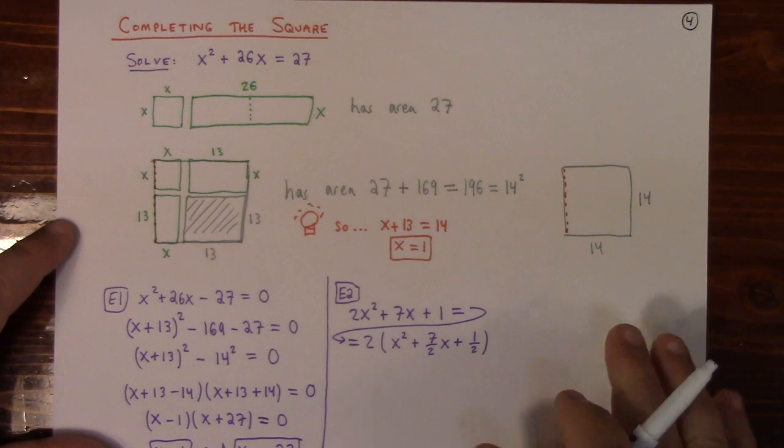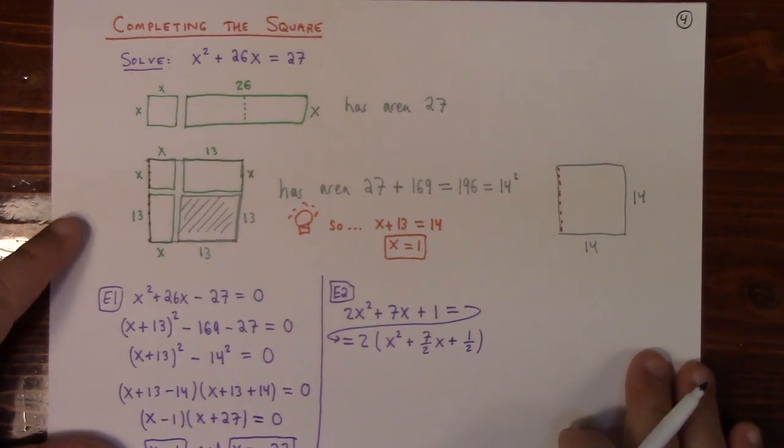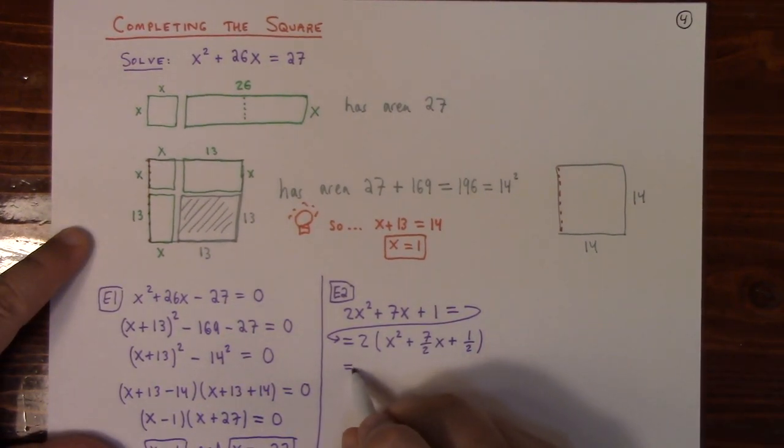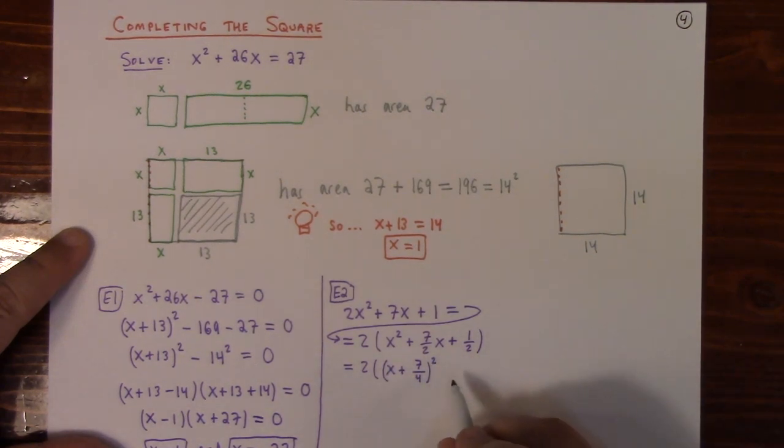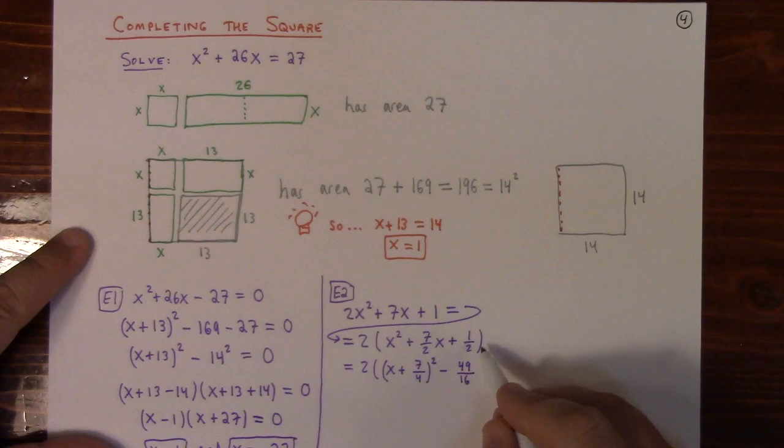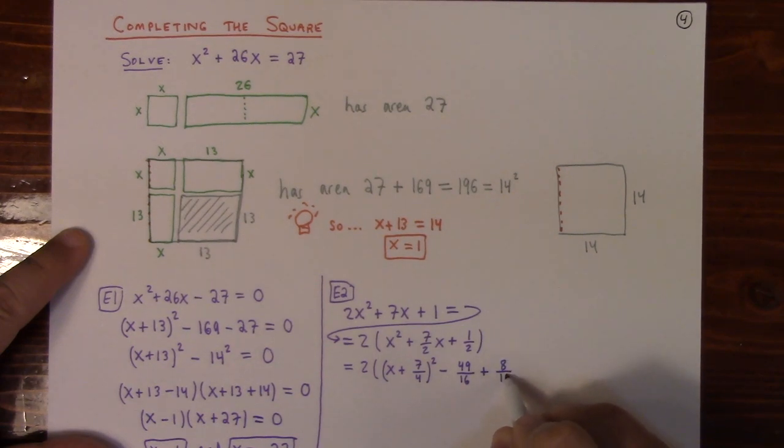All right, great. Now, up next, I'm going to leave that 2 out there. And what's half of 7 halves? Well, it's 7 quarters. So I do x plus 7 quarters quantity squared. Right? And then to be fair, I've got to subtract 49 over 16. Let's be smart about this. That 1 half, how many 16ths is that? Well, I believe that would be 8 16ths.